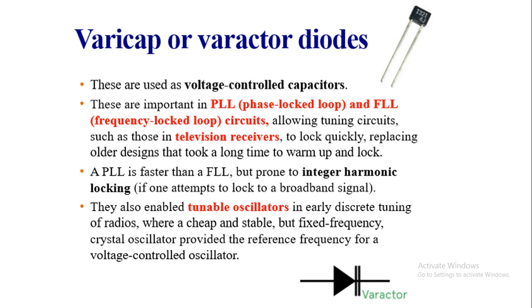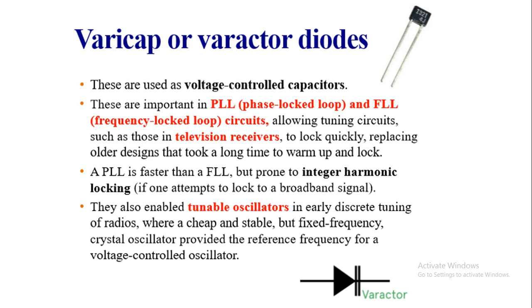to lock quickly, replacing older designs that took a long time to warm up and lock. So it works quickly, preventing a long warming up time. The PLL is faster than the FLL, but prone to integer harmonic locking. If one attempts to lock to a broadband signal... These Varicap diode types also enabled tunable oscillators. So it's related to tuning systems and tuning circuits.